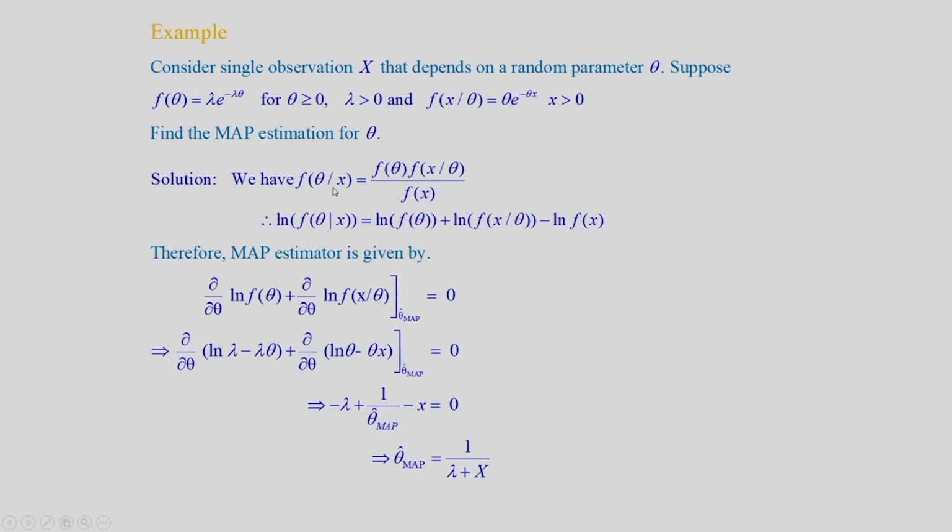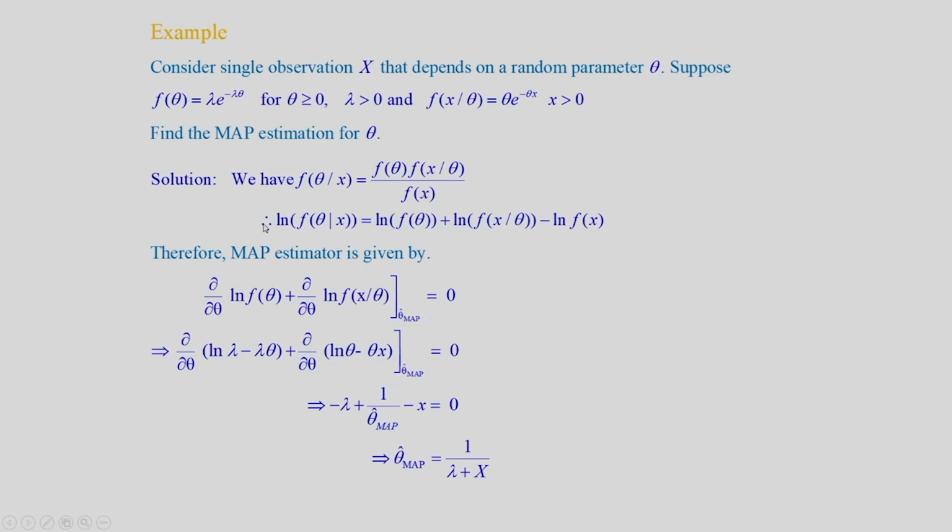We have the a posteriori PDF f theta given x equal to f theta into f of x given theta divided by f x, and taking the logarithm, log of f theta given x equal to log of f theta plus log of f x given theta minus log of f x. So therefore the MAP estimator is given by, as told earlier, del theta of log of f theta plus del theta of log of f x given theta at theta hat MAP must be equal to 0.